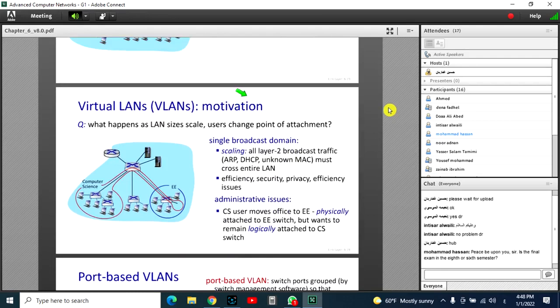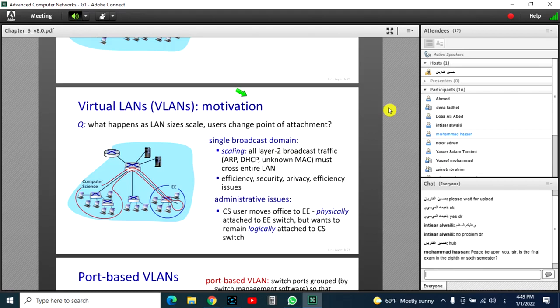In this case, we can use VLAN, or virtual LAN. A VLAN is a logical concept. It means that I am creating a LAN logically, a logical LAN over one or more physical LANs.